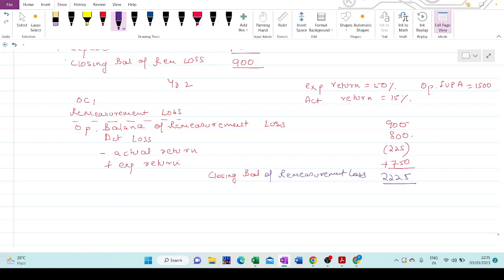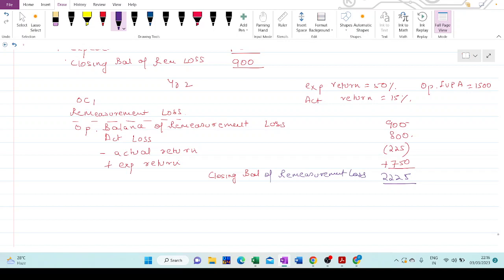So if my expected return assumption is unrealistically high, then my actual return would always be less than my expected return, and this would cause my remeasurement loss to keep on increasing year on year. Guys, can we get this, please? Are we good here? Bolo yes or no. I want a yes or no from everyone.